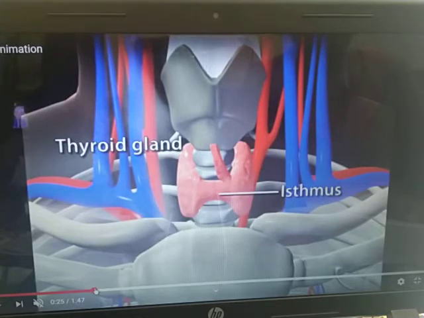Then the next condition is hypothyroidism. In this, the secretion of thyroid hormone is less. Cretinism is one of the disorders. In this disorder, there is a deficiency of thyroid hormone in infants. A cretin has slow body growth and mental development and a reduced metabolic rate. That means the metabolic rate reduces and the mental growth is slow.